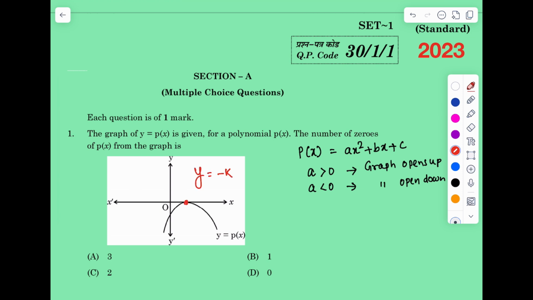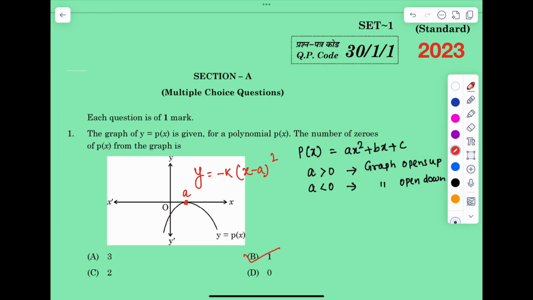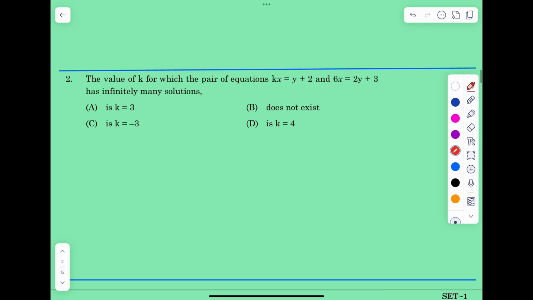That means it is in the form of y is equal to minus k into x minus a whole square, if this point is a. This will be in this form, and here the root is only a, so the number of roots will be equal to 1. If the graph cuts twice, it will have 2 roots. If it touches the x-axis, it will have only 1 root.